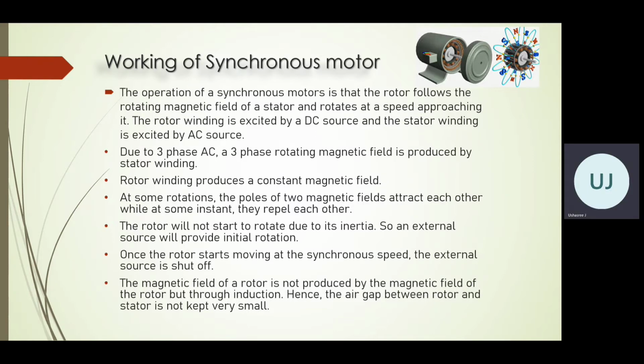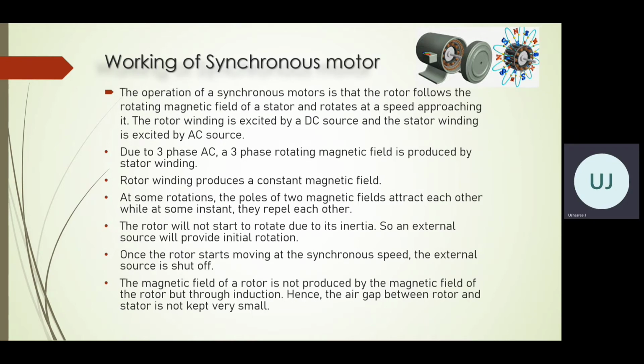At some rotations, the poles of the two magnetic fields attract each other and sometimes they repel each other. The rotor will not start to rotate on its own due to its inertia. There is an external source which provides the initial rotation. Once the rotor starts moving at the synchronous speed, the external source will automatically shut down.